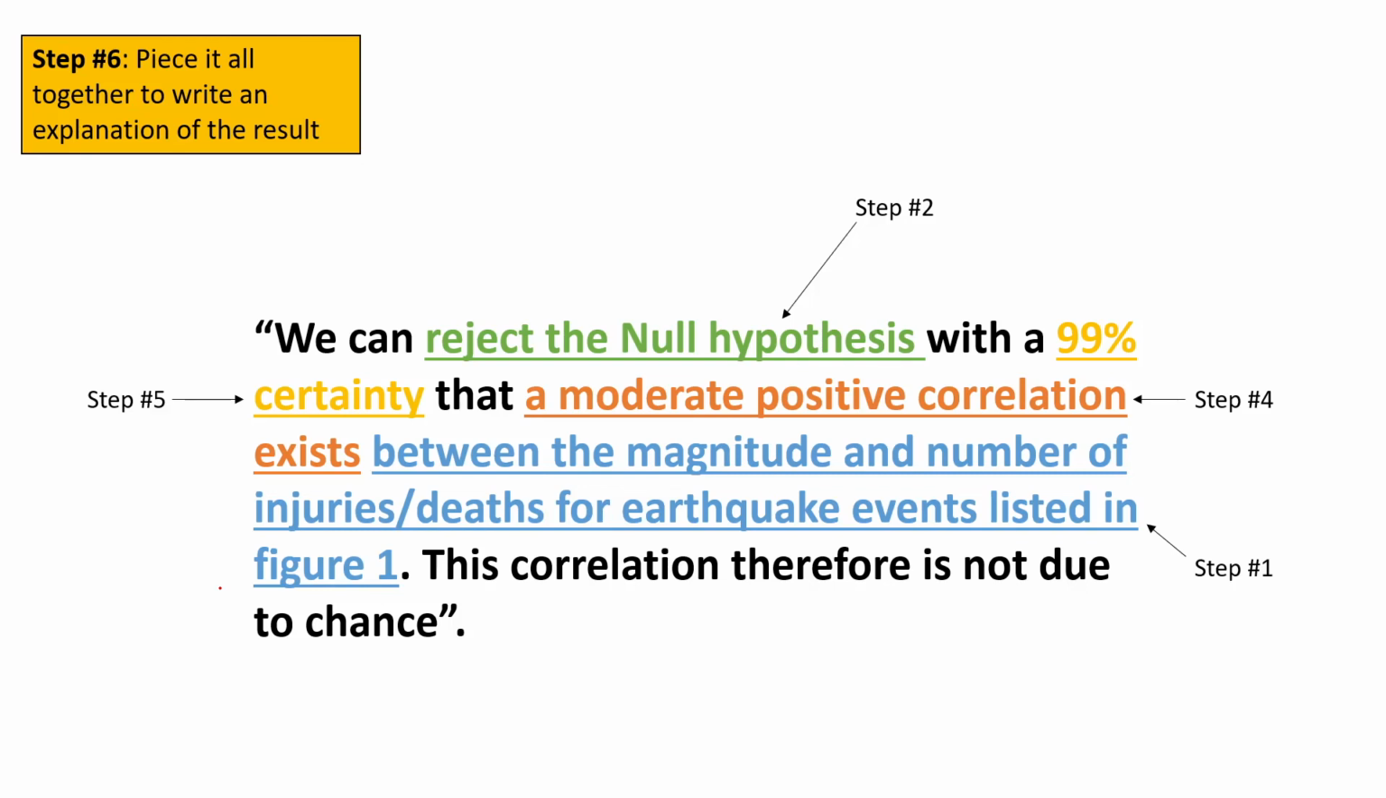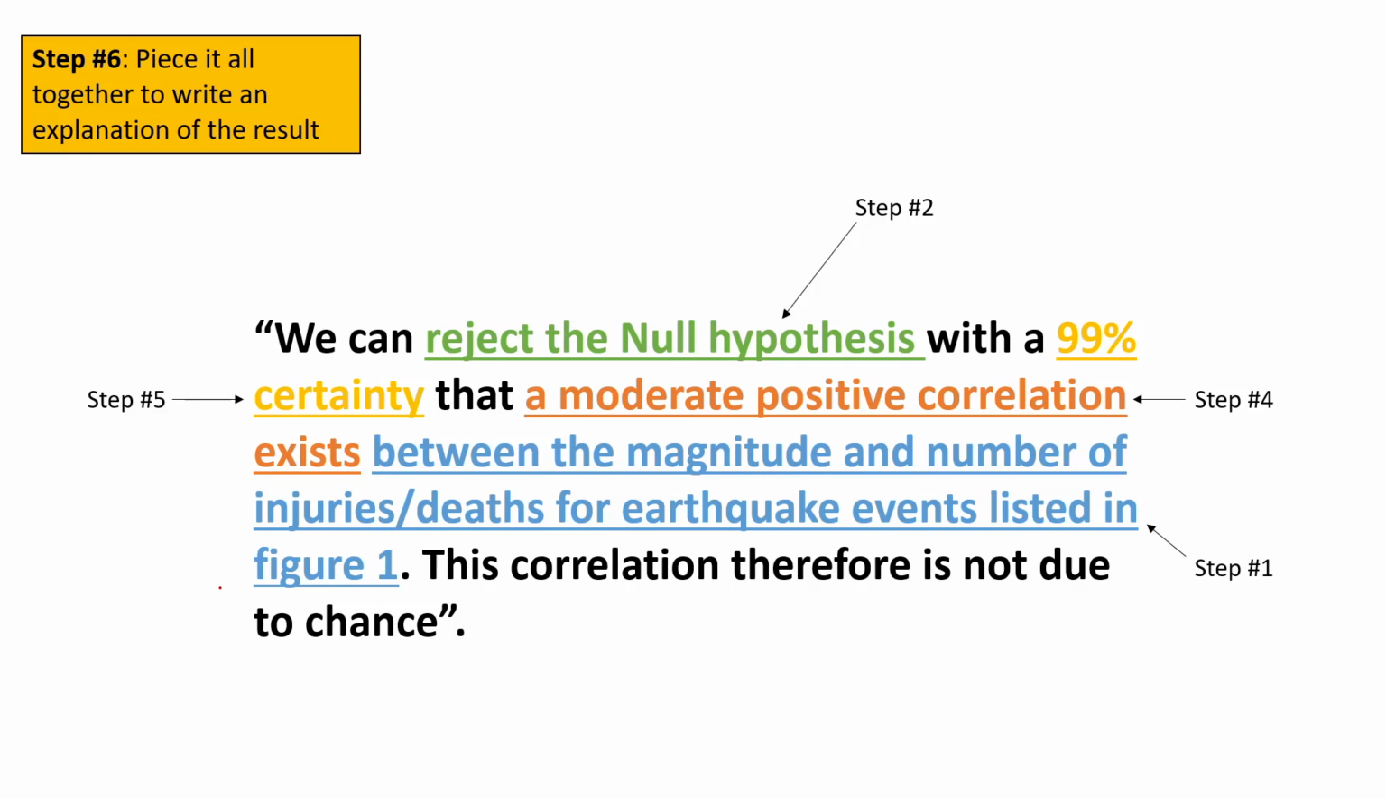So we say we reject the null hypothesis with a 99% certainty that a moderate positive correlation exists between the two data sets that we've got. So in this case, between the magnitude and the number of injuries and deaths. Okay? And then we just end it off by saying this correlation, therefore, is not due to chance. And we say this because we figured out that statistical value.